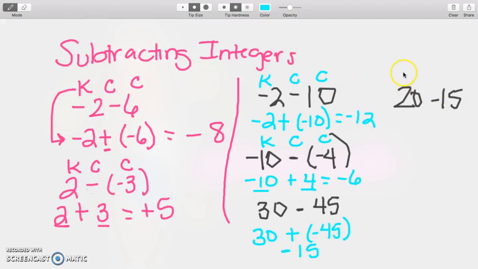Now on to the last problem. Like I said, you don't have to continue to write keep, change, change. That's only if you aren't comfortable with it. But keep, change, change is 20 minus 15, and 20 minus 15 will give us a positive 5 because 20 is larger than 15. And notice that the sign that you see here is minus 15. So the 15 is positive, it's just minus.